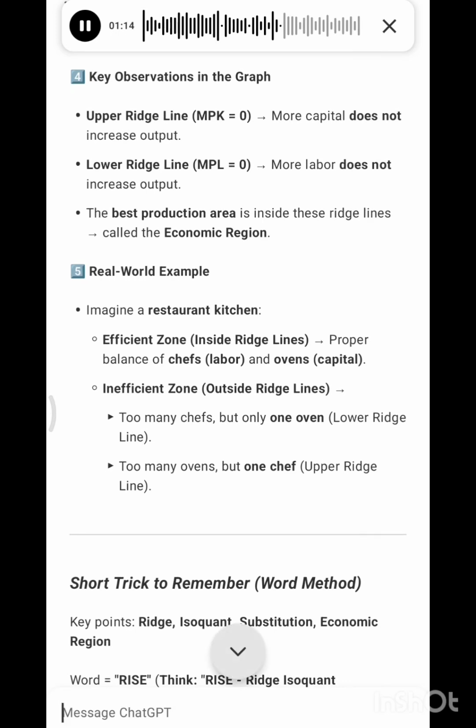5. Real-world example. Imagine a restaurant kitchen. Efficient zone, inside ridgelines: proper balance of chefs, labor, and ovens, capital. Inefficient zone, outside ridgelines: too many chefs but only one oven, lower ridgeline. Too many ovens but one chef, upper ridgeline.